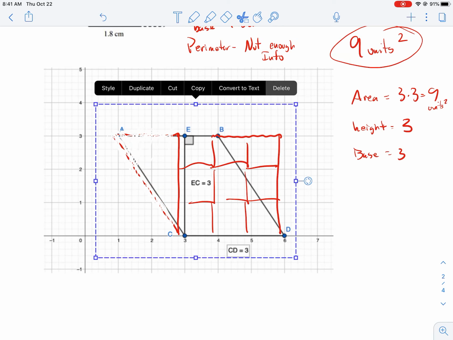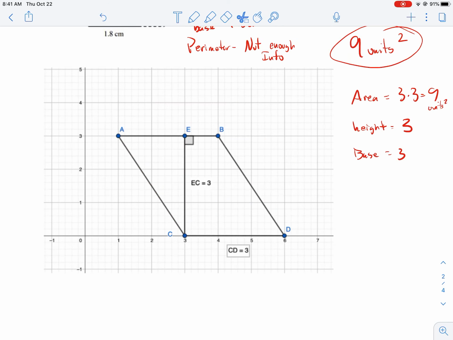So now let's talk about the perimeter. All right, now in this case, we can find our perimeter. Now think about it. This length right here is 2 units, right? Okay, and this guy is 3 right here. So in order to find our perimeter, we would have to use Pythagorean's theorem.